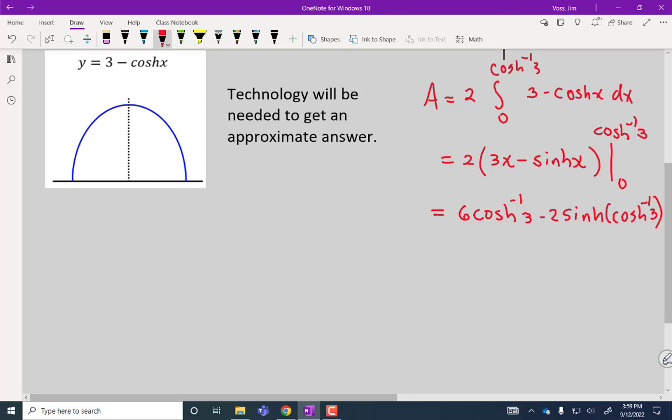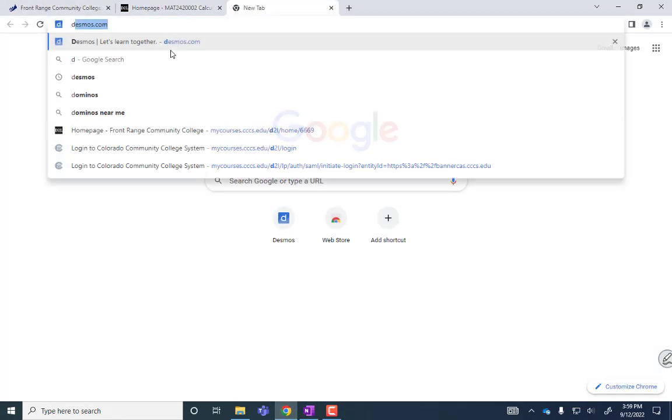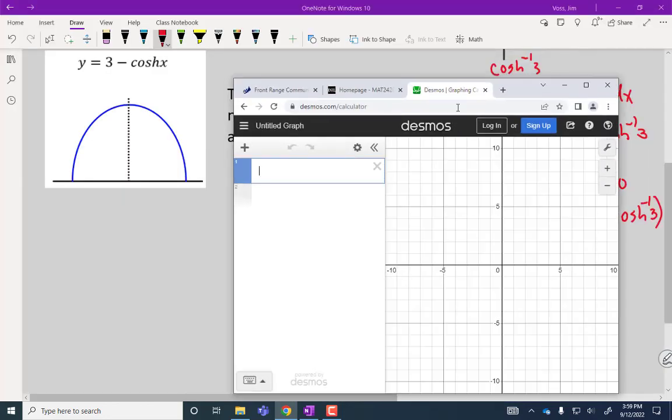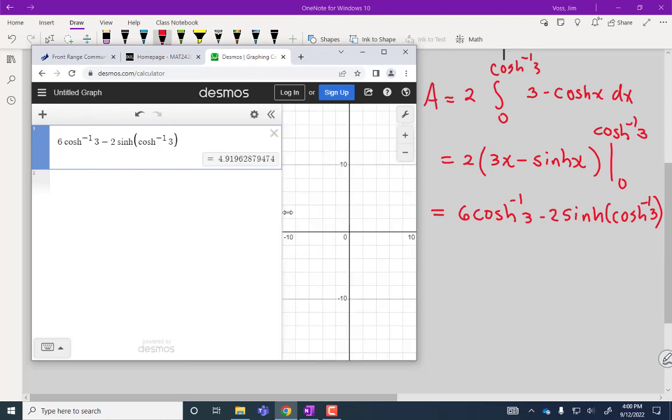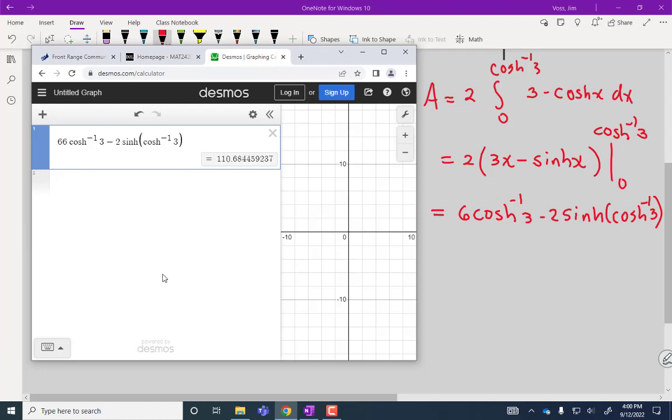If we want to get an approximation, we just type it into our calculator, or we can use Desmos. All those things are in Desmos too. And so we do 6 inverse cosh of 3 minus 2 sinh of inverse cosh of 3. All right, so there is that. And then we have to multiply by, well, how wide was that kiln? 6. So then we'll have to put another 6 out in front if we want to get the volume. So that'll be the volume.